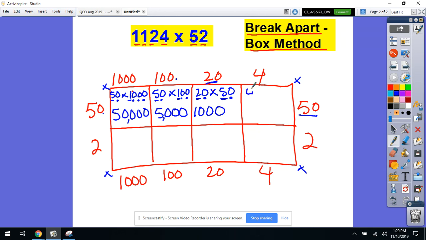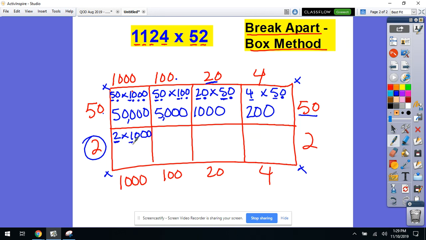And this one's easy. 4 times 50. Well, 4 times 5, that's 20. How many zeros we got? 1. That's 200. Whew. We got that row. Good job. Now, this first row, we took everything times 50, right? Well, this bottom row, we're going to take everything times 2. All right, so the first one, 2 times 1,000.